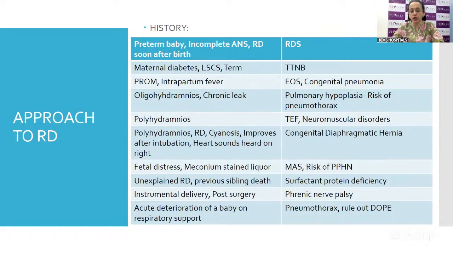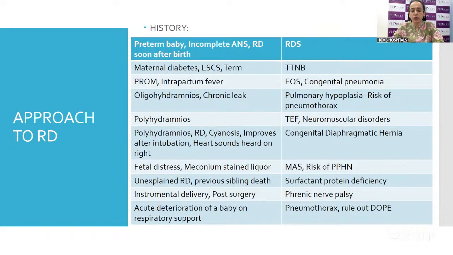Polyhydramnios, respiratory distress, cyanosis improves after intubation, heart sounds heard on the right: suspect congenital diaphragmatic hernia. So if there was a history of fetal distress and meconium staining, suspect meconium aspiration syndrome, and there is a chance for PPHN of the newborn.